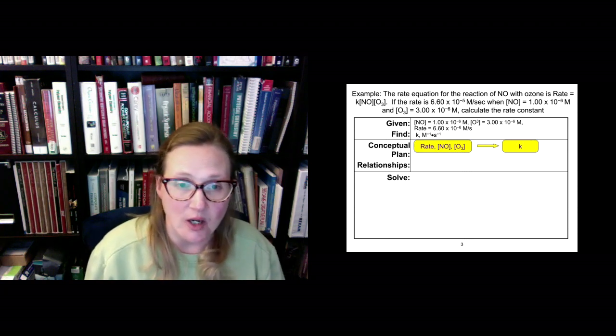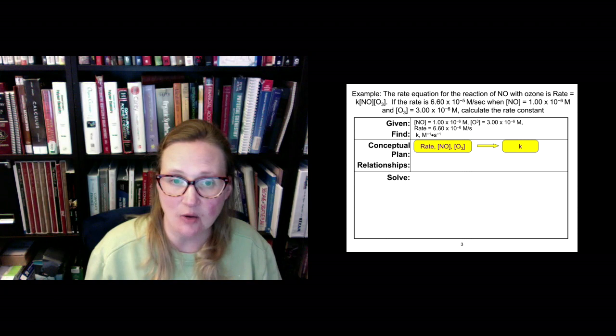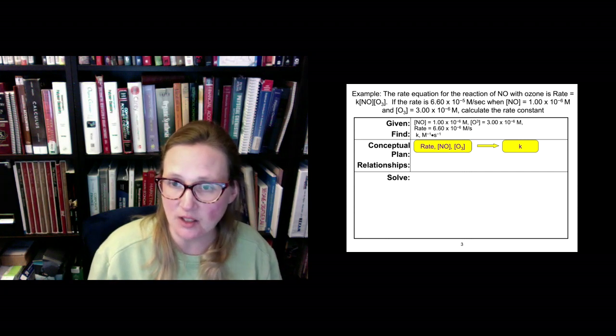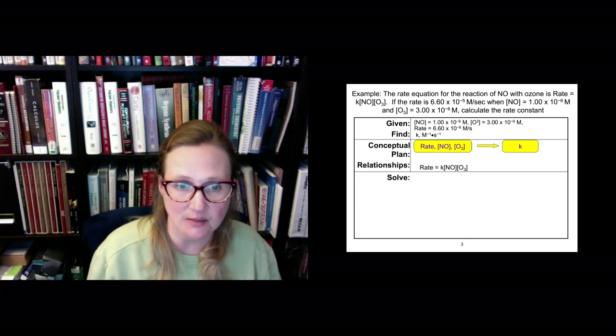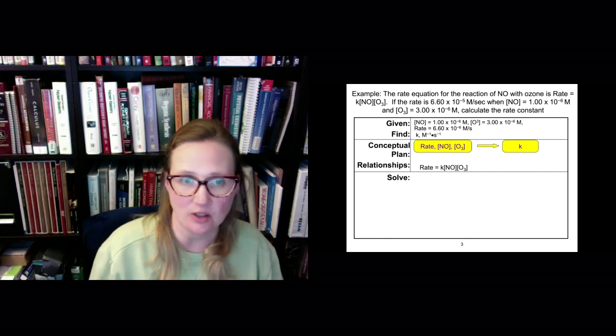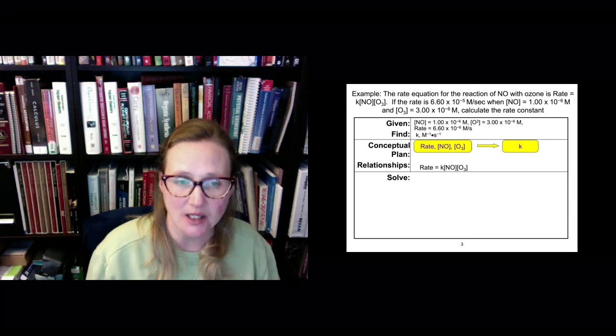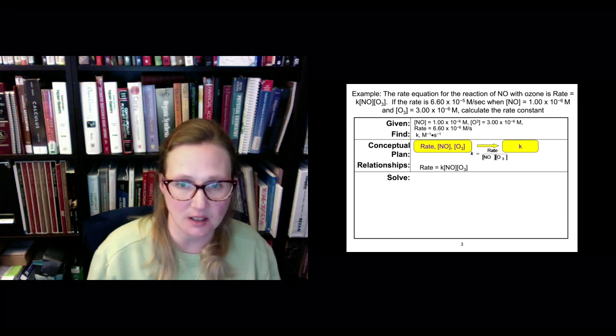Essentially, we're going to take our rate and our concentrations and turn that into a rate constant. We know the relationship based on the rate law. Now what we really have to do is just plug in those numbers to find out what the rate constant is.